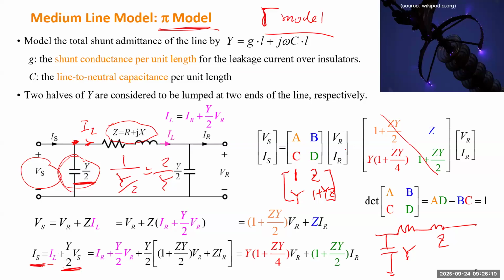But the advantage of using the pi model is that you see the total impedance always here and the total admittance always there. That's a good thing about using a gamma model. That makes the calculation easier. But when you deal with a real system, most models will be pi models, not gamma models.